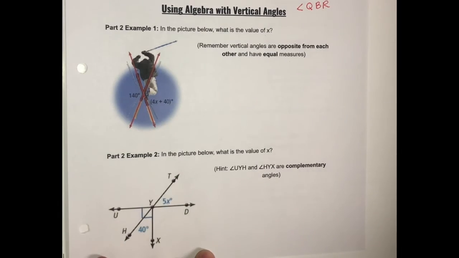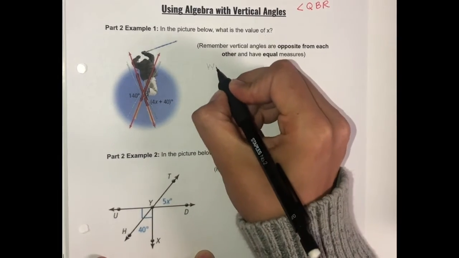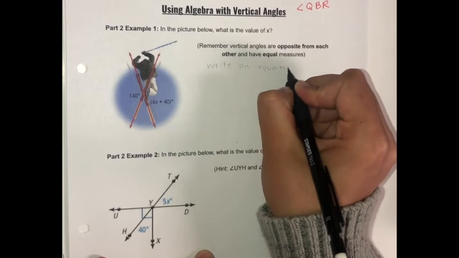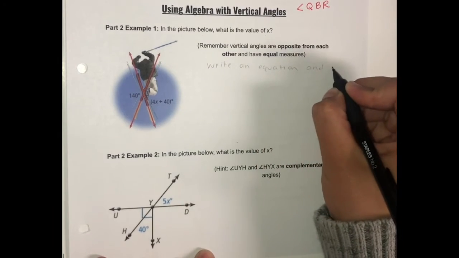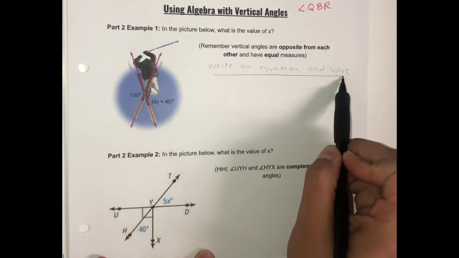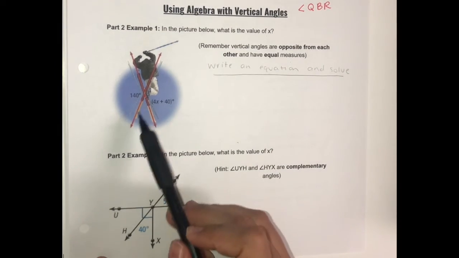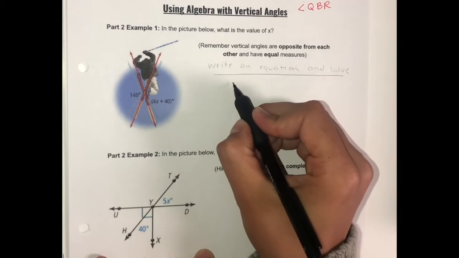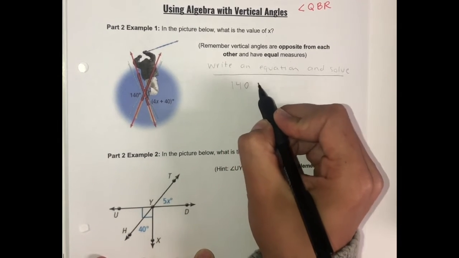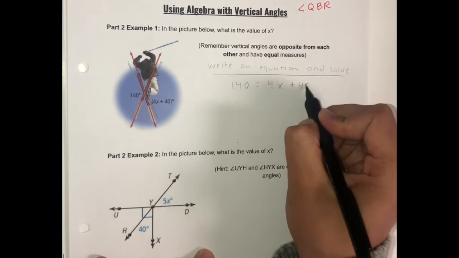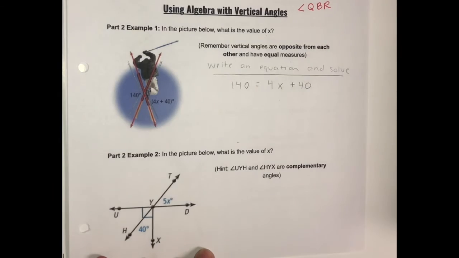So we know that they're equal to each other, so let's write an equation. We are going to write an equation and solve, okay? So we know these angles are equal to each other, so this measure is equal to this one. So 140 is equal to 4x plus 40. Now we have our equation, and now we can solve.